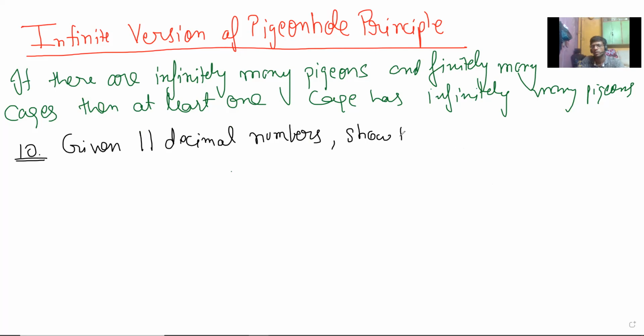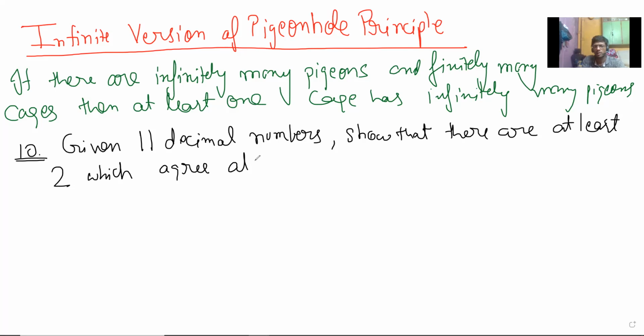Show that there are at least 2 which agree at infinitely many places.